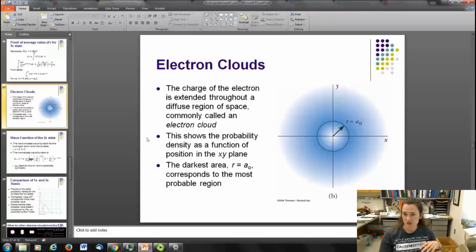So this little picture here shows the probability density as a function of position in a slice through the atom, with the nucleus being there at the center. Okay, and so the darker blue regions correspond to more probable locations than the lighter region.